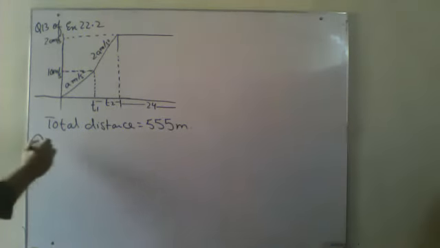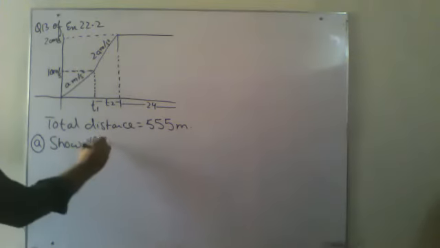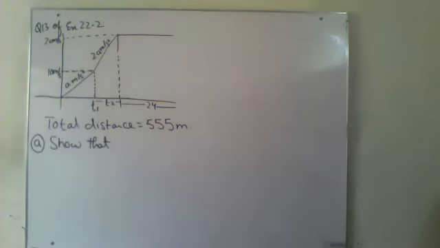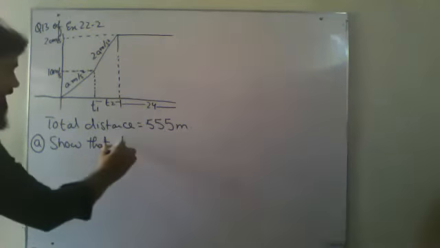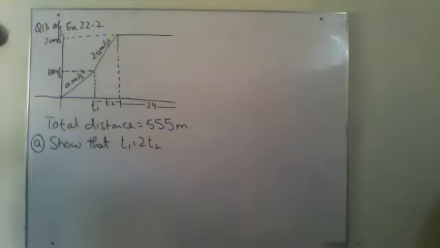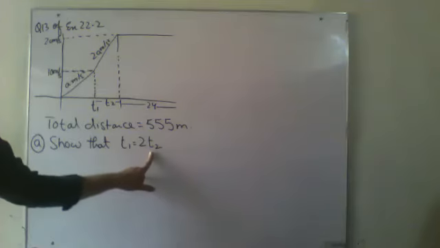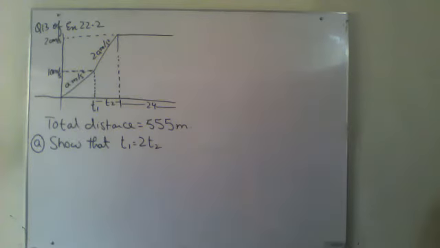Now, part A is show that T1 equals to 2 times T2. T1 equals to 2 times T2. This is your part A.